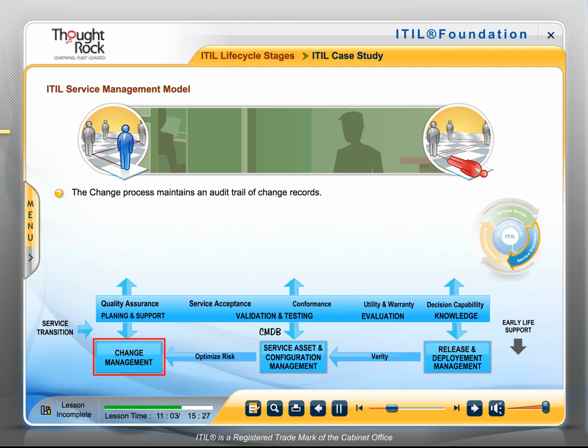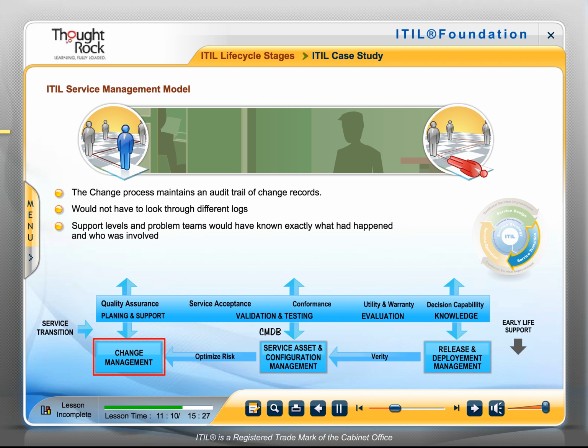The change process would have maintained an audit trail of change records. The time spent looking through all the different logs would not have occurred, and the support levels and problem teams would have known exactly what had happened and who was involved.